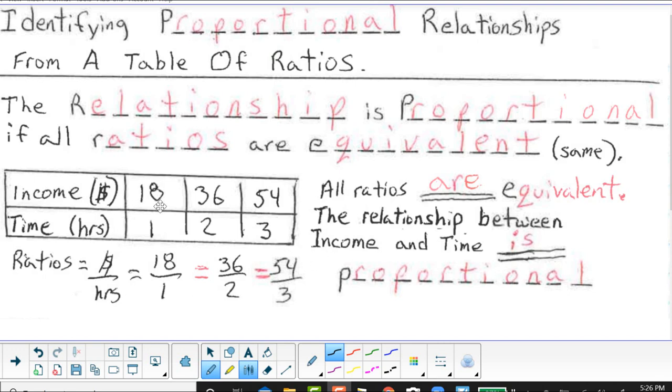For example, if I did 18 over 1, 36 over 2, notice that 36 over 2, if you reduce it, it's 18 over 1. And the same thing with 54 over 3. If you reduce it, it is 18 over 1.